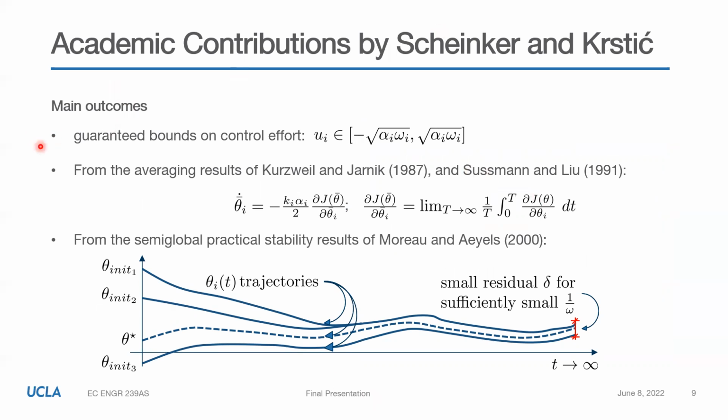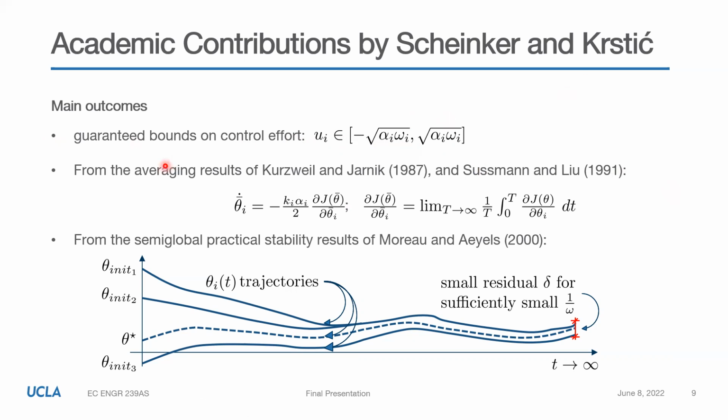So outcome number 1, control effort u i has guaranteed bounds of the square root of alpha sub i omega i. One can see that this result is trivial as the value of cosine is always bounded from -1 to 1 for any argument. So of course, if we were to multiply the cosine function containing J by this scalar quantity, you would then have u bounded by those scalars.